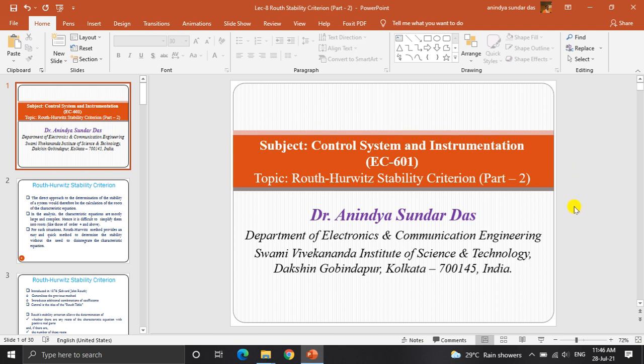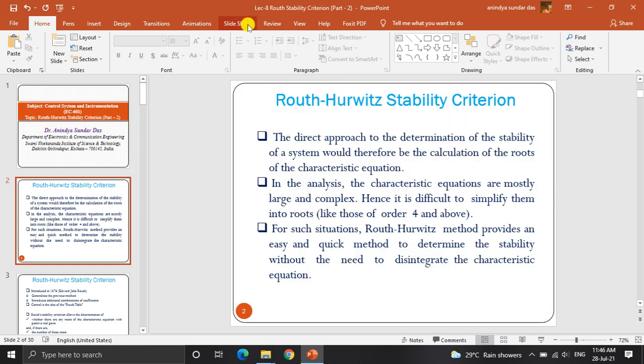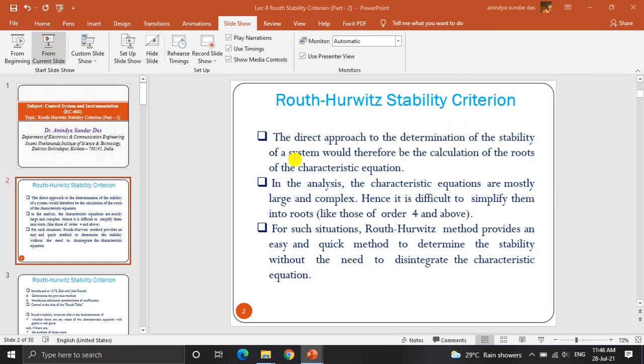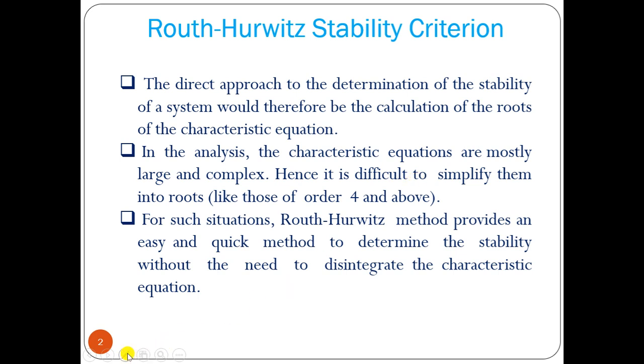In the last lecture, I discussed the Routh-Hurwitz Stability Criterion, and this is part 2. Now, let me just remind you what the Routh stability criterion is. In order to find the stability of a linear time invariant system, we have to find the value of the poles from the denominator polynomial of a transfer function.